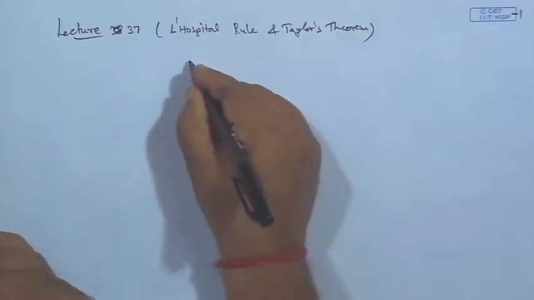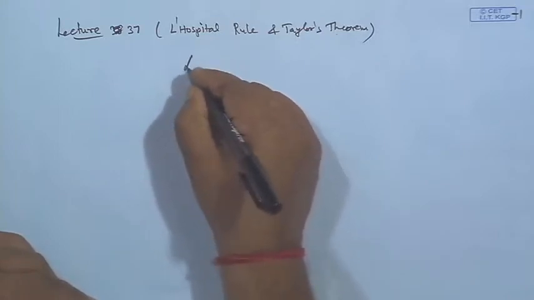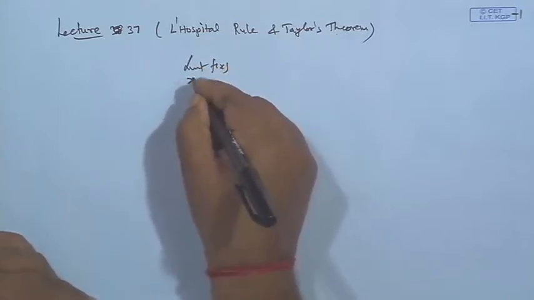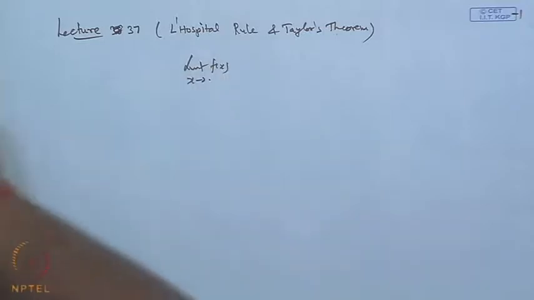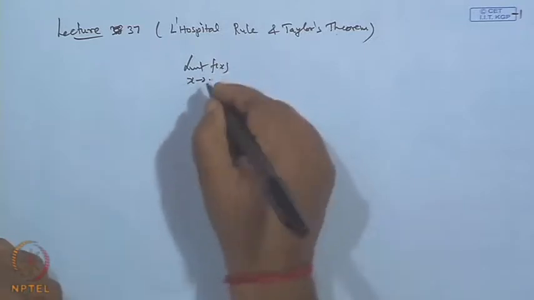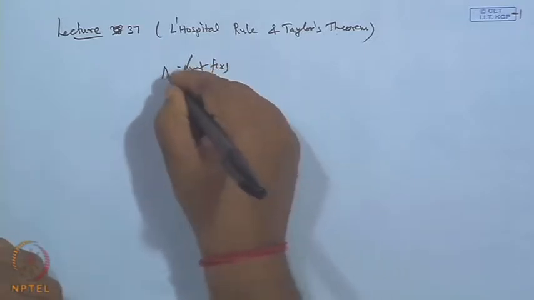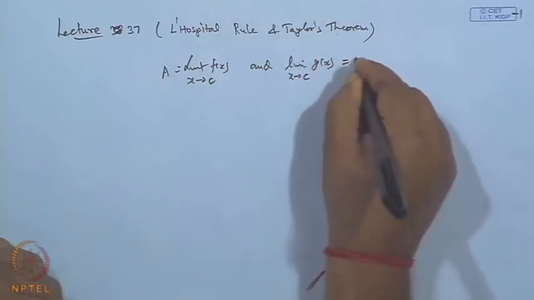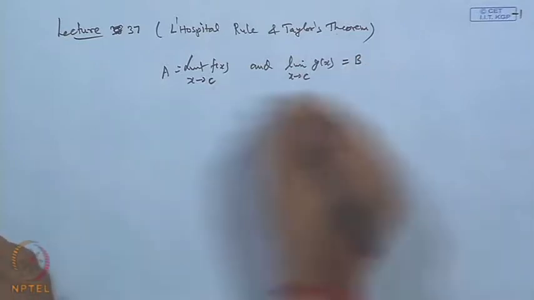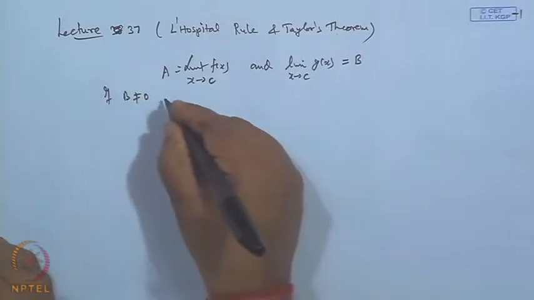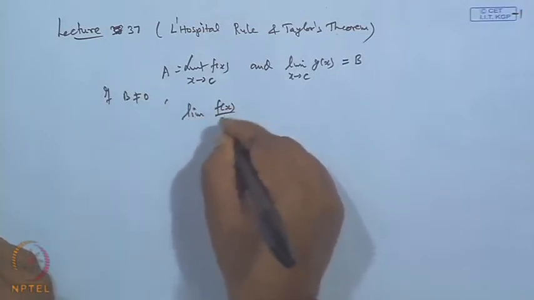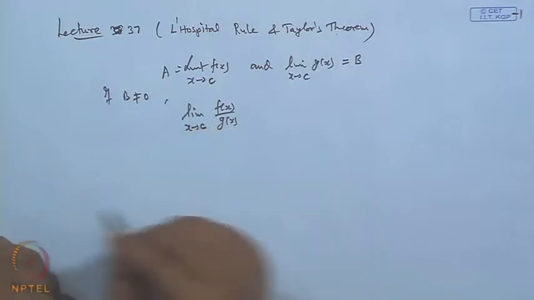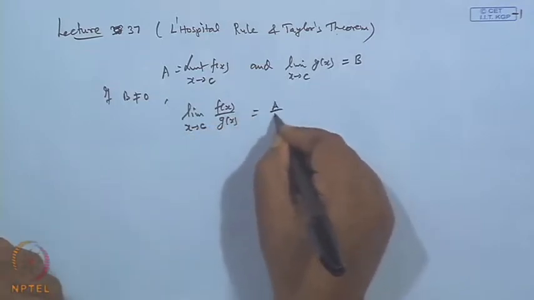Okay. So, today we will discuss L'Hospital's rule and Taylor's theorem. We have seen already that if the limit of the function f(x) as x tends to c is a, and the limit of g(x) as x tends to c is b, then if b is not equal to 0, one can find the limit of f(x) by g(x) as x tends to c, and this is equal to a by b.